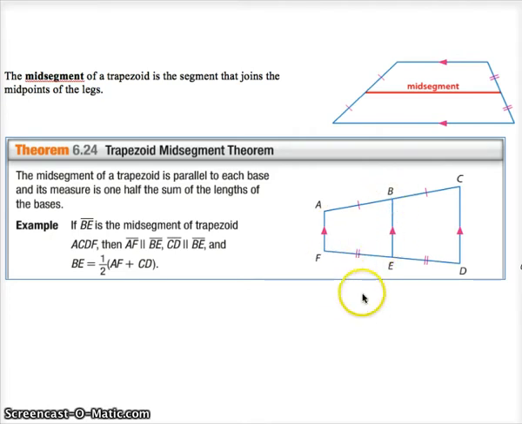And the big so what, the big aha, the big surprise here is this. We actually know the length of EB. The length of EB is the average of the lengths AF and CD. So it's kind of like we do with coordinates. We add AF and CD and divide by 2. Or you can use this formula here, same thing: half of the sum of AF plus CD.